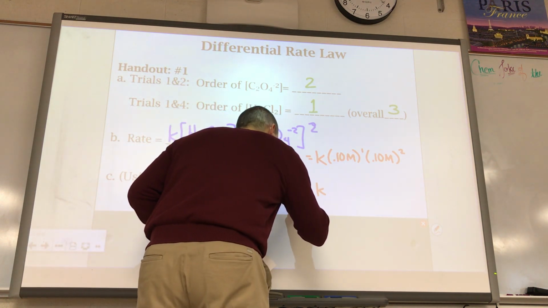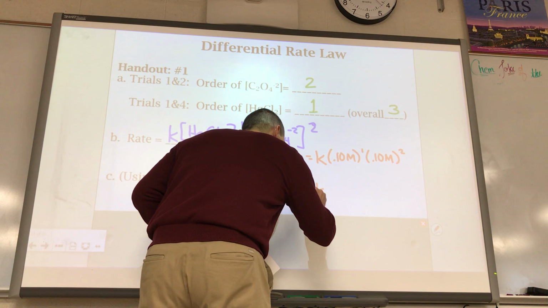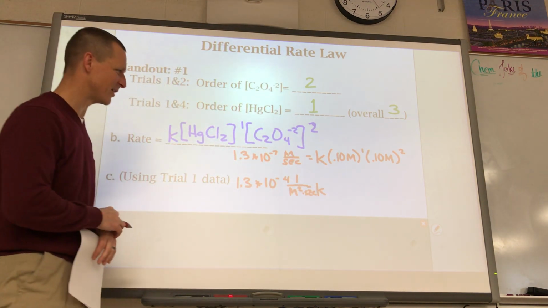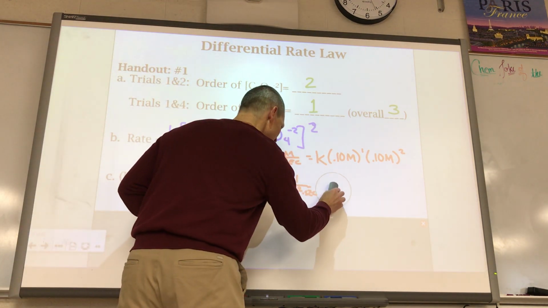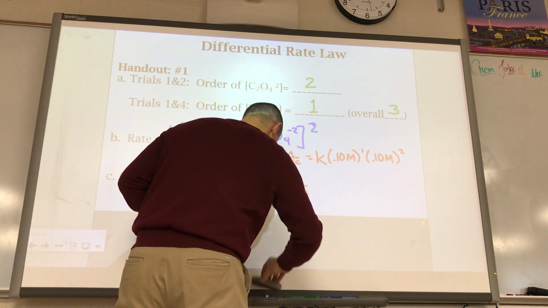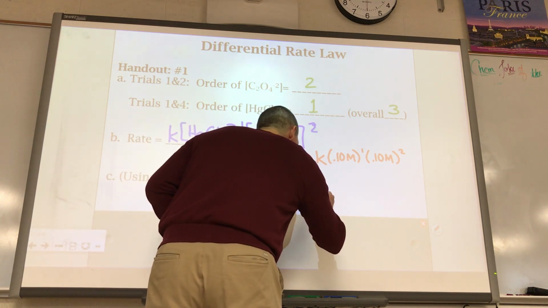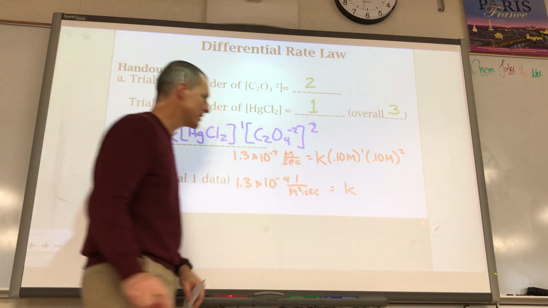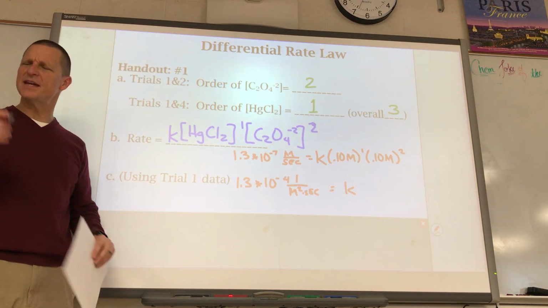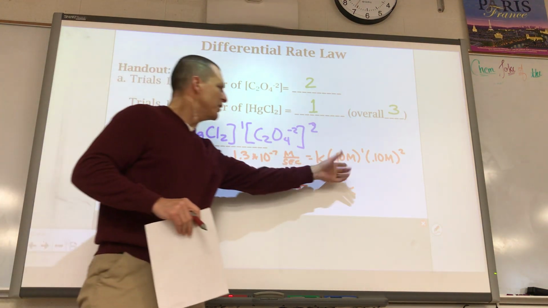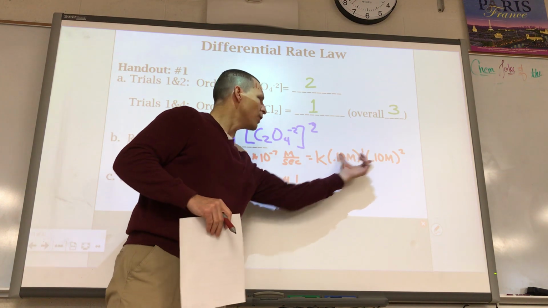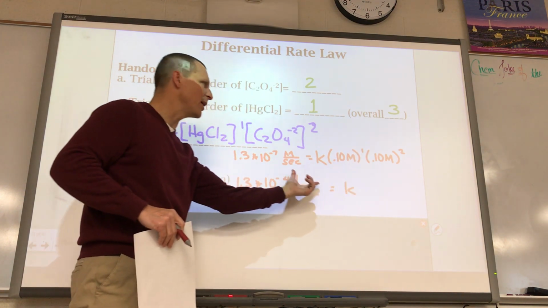1 over molarity squared seconds. It all kind of runs together. I'm sorry about that. I'll write that nicer. If I can just clean that up. There, it looks like that. Take a look at that unit again. This is molarity cubed over here. So if I need to get K by itself, I have to divide out the molarity cubed.